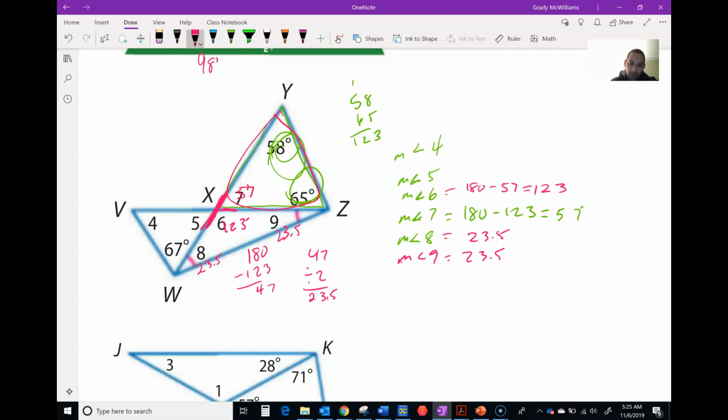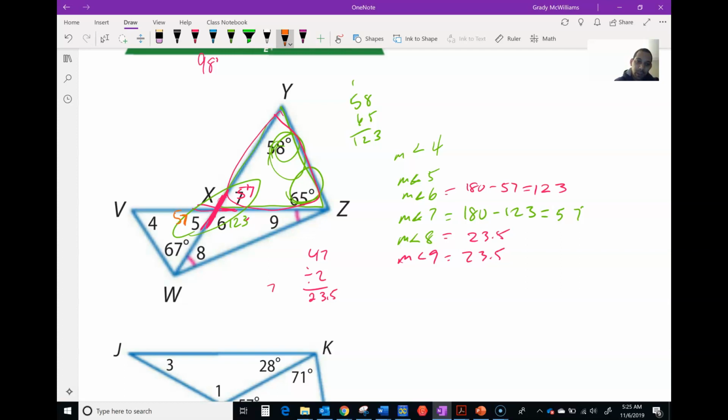And then you can kind of follow along. Right here, again, is another linear pair. And also you've got vertical angles. So if I erase some of this extra stuff, this was 123 degrees. Vertical angles means this is also 57 degrees.